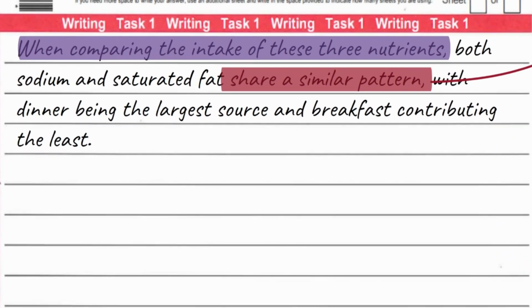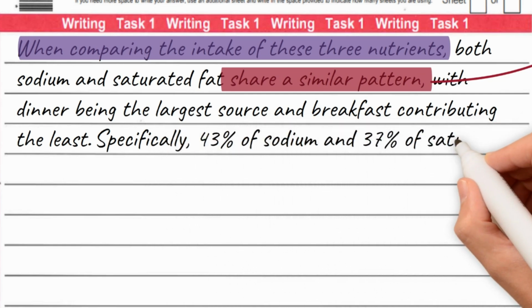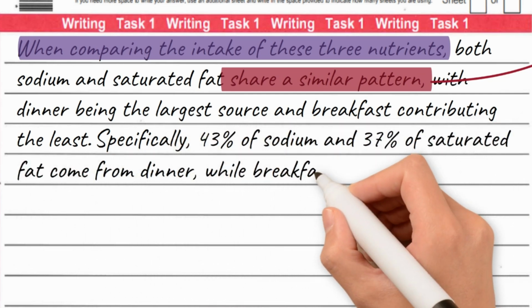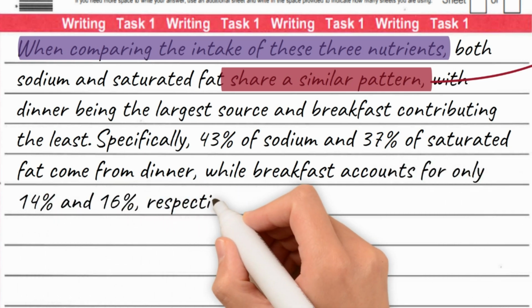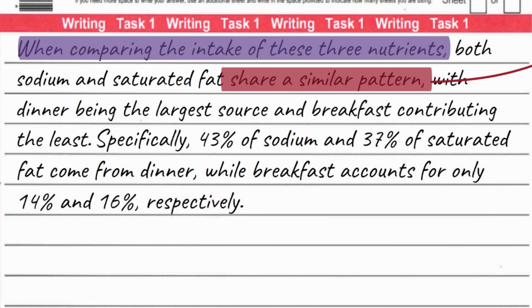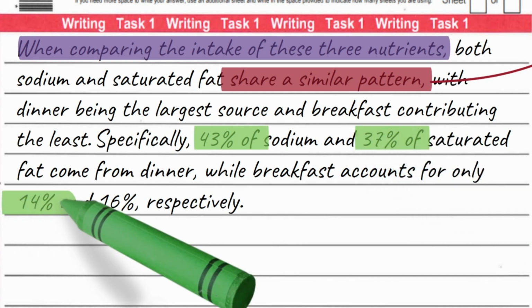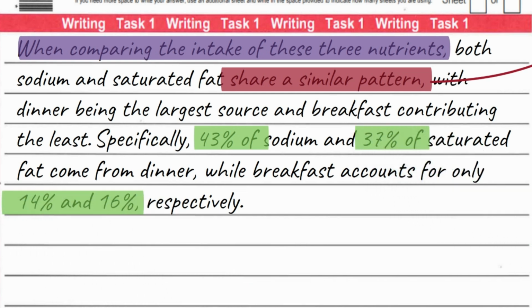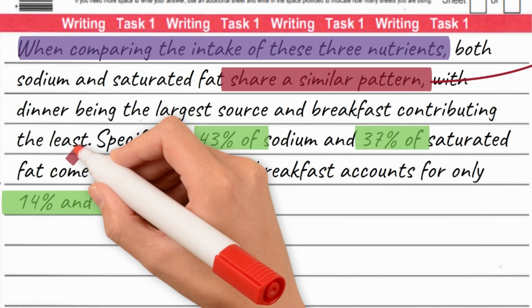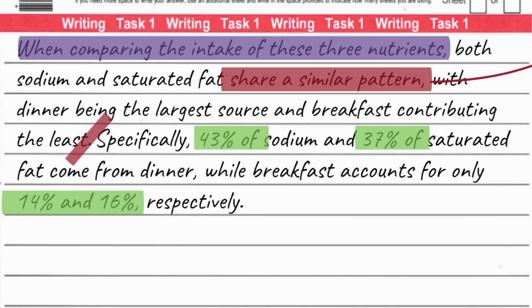Let's keep writing. Sentence 2. Specifically, 43% of sodium and 37% of saturated fat come from dinner, while breakfast accounts for only 14% and 16% respectively. Provide specific figures to support my general statement. If a sentence becomes too long with both comparisons and figures, you can always divide it into 2 separate sentences. "Respectively" is also an important word you should remember and try to use in your writing.